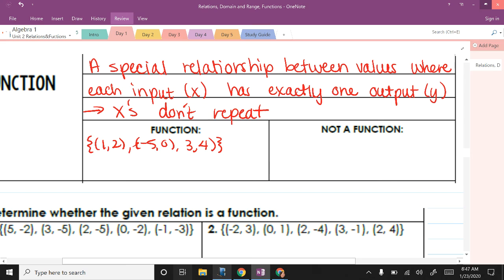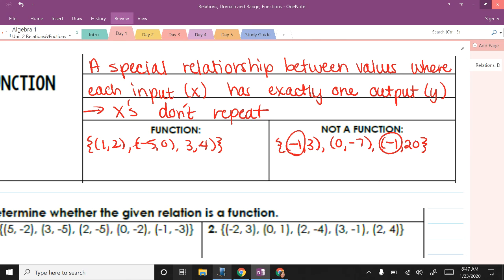Okay? For something that's not a function, like (-1, 3), (0, -7), (-1, 20). This is not a function because the -1s are repeating for x's. The y's can repeat in a function, but your x's cannot repeat.